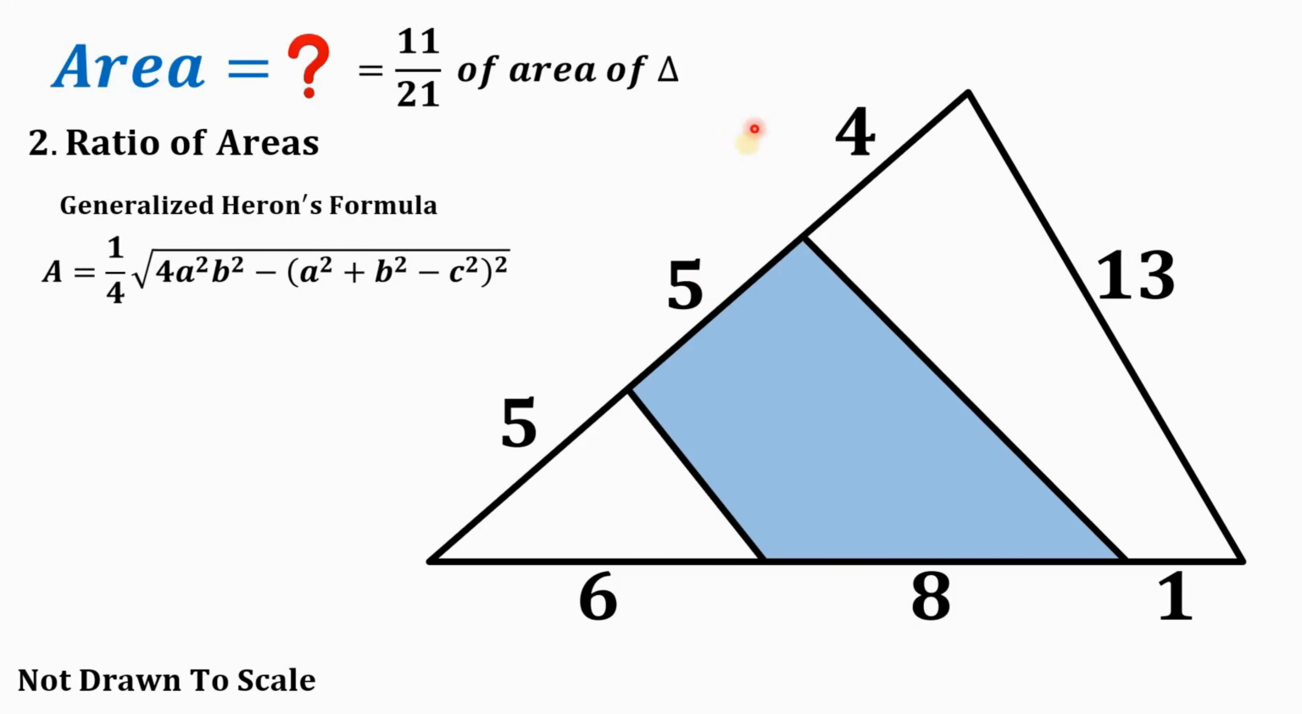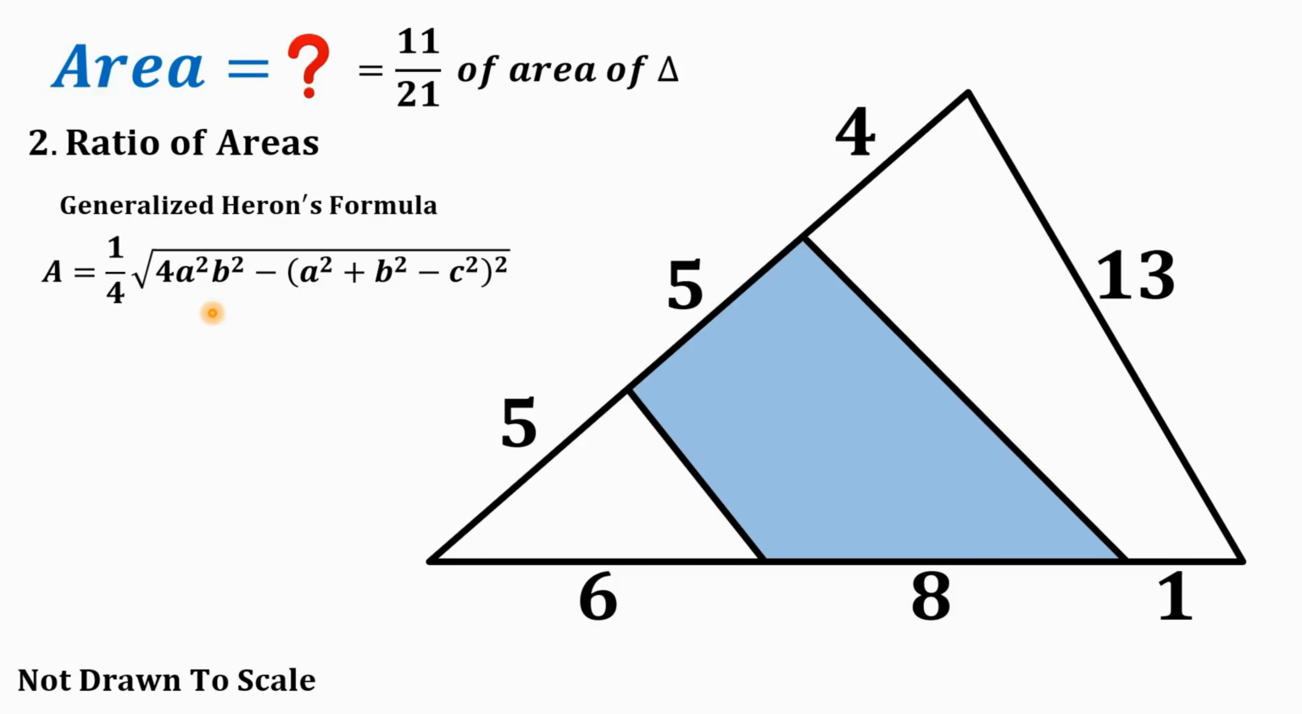And the question is, how do we get the area of the whole triangle? We will use what we call the generalized Heron's formula. And we have the formula 1 over 4 times the square root of 4 times a squared times b squared minus quantity a squared plus b squared minus c squared quantity raised to the power of 2. I have a proof of this formula, and I will put the link in the description of this video.